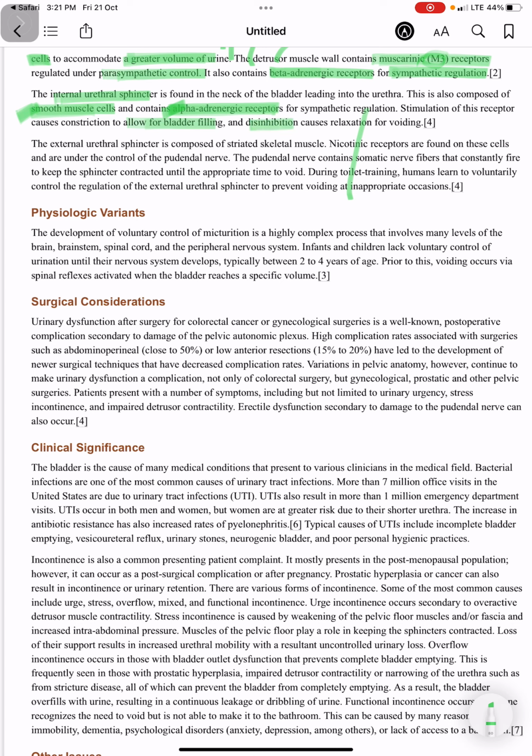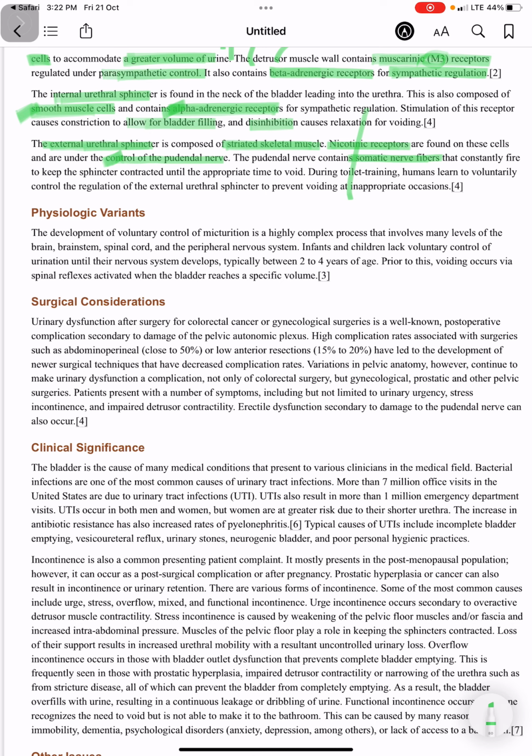The external urethral sphincter is composed of striated skeletal muscle. So which muscle is there in the external urethral sphincter? Striated skeletal muscle. Nicotinic receptors are found on these cells under the control of the pudendal nerve. So this pudendal nerve contains somatic nerve fibers that constantly fire to keep the sphincter contracted until the appropriate time to void.